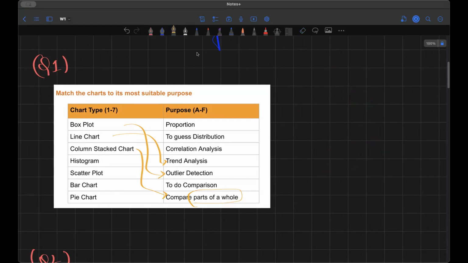Now we have histogram. I think it's very much obvious. When you want to check if some distribution is being followed or not, we plot the histogram. So how does histogram look? If you know, we will have bins and we will be making plots like this.